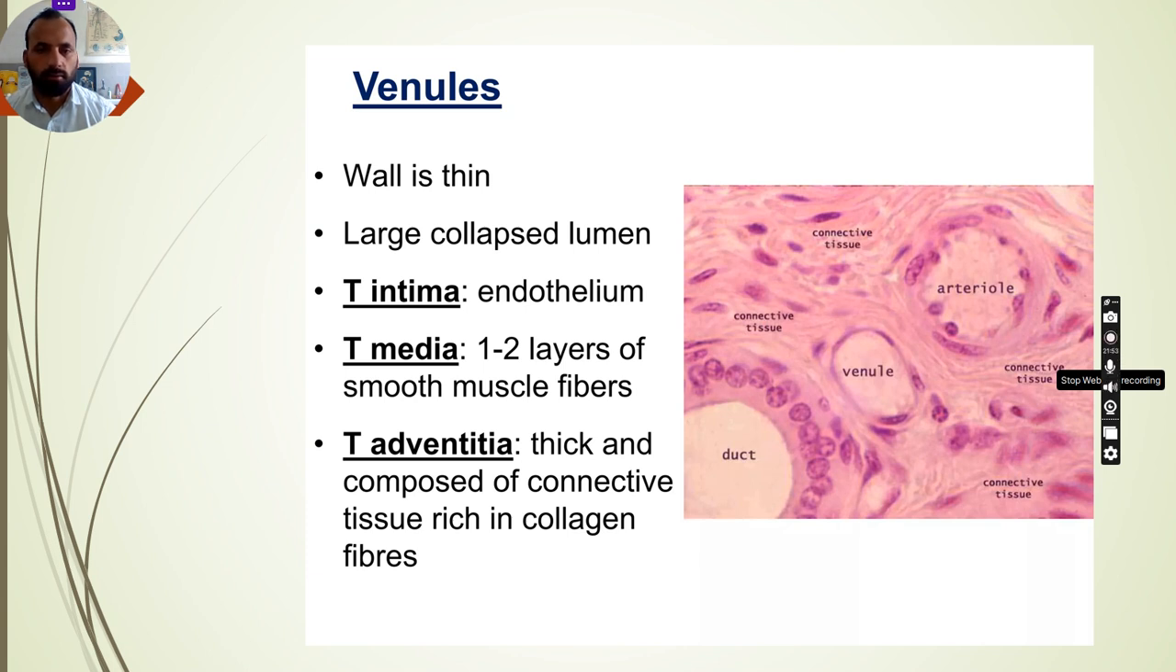So the wall is very thin, and the lumen is highly collapsed. Tunica intima will have only the endothelial lining. Tunica media will have one to two layers of smooth muscle fibers, but the tunica adventitia will be thicker, because the feature of any venule is that the tunica adventitia is generally thicker as compared to the tunica media. You can see this is the venule, this is the arteriole, and this is the connective tissue, this is the duct.